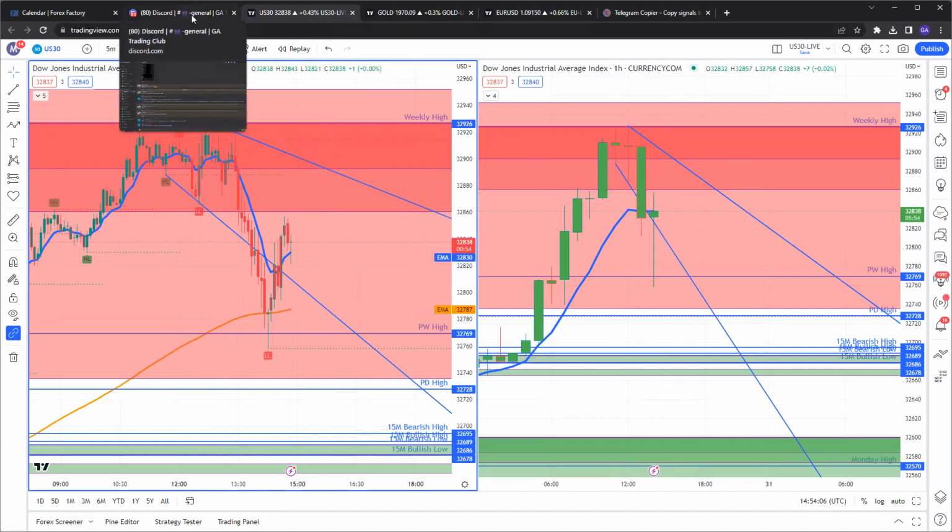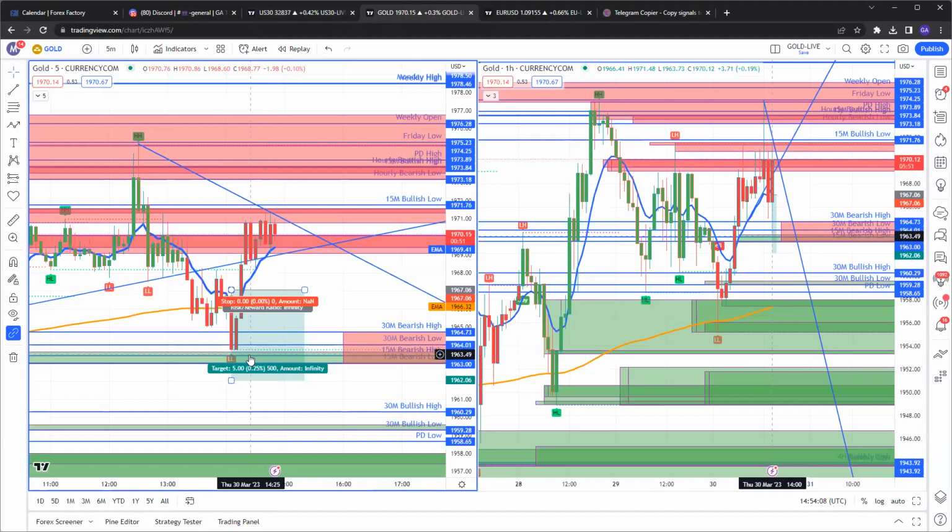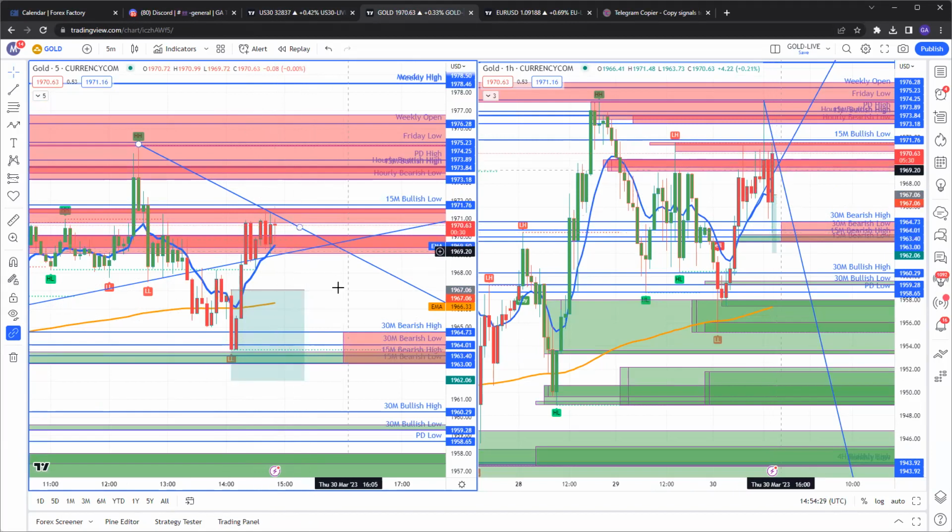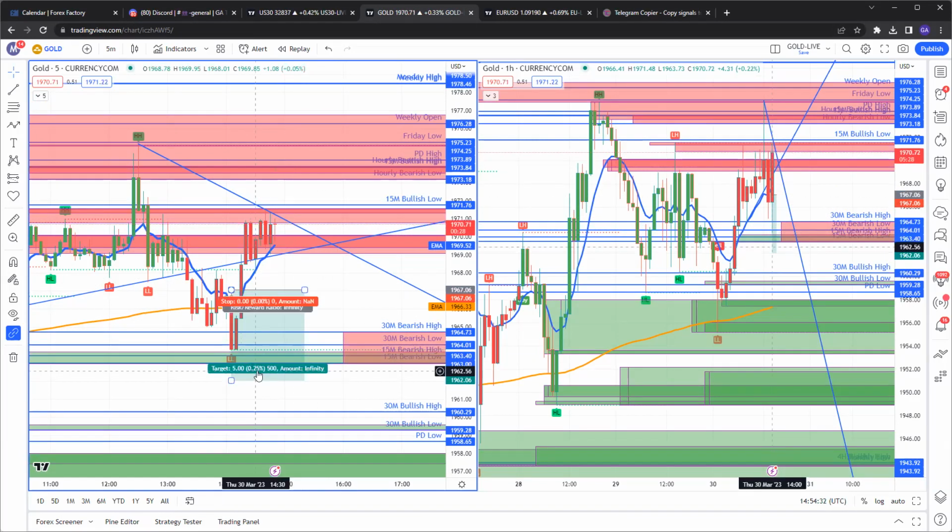We had an amazing win for gold. Either you got stopped out at break even, or you secured 50% and left a runner for the other 50%, or you exited the full position with me, because personally I exited here at 1967 to 1963. I exited at about 35 pips. So I'm up like 0.25% for the day.